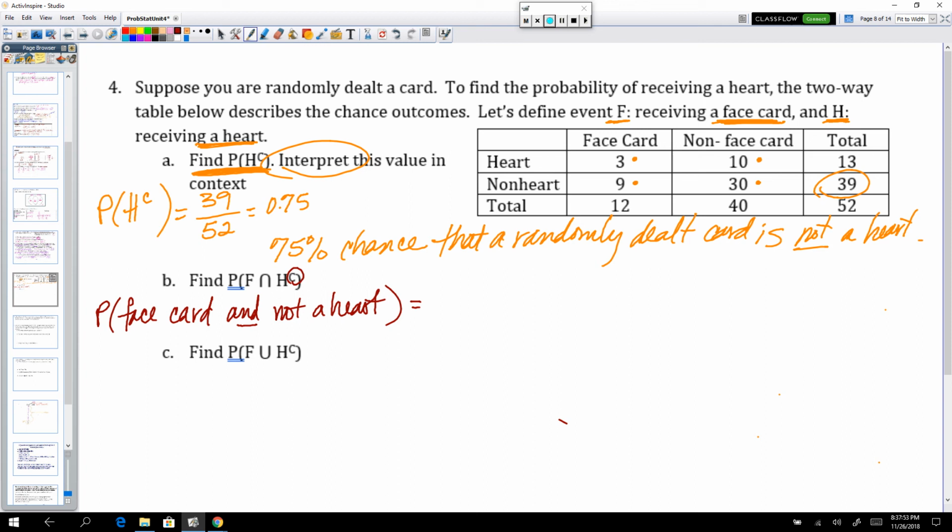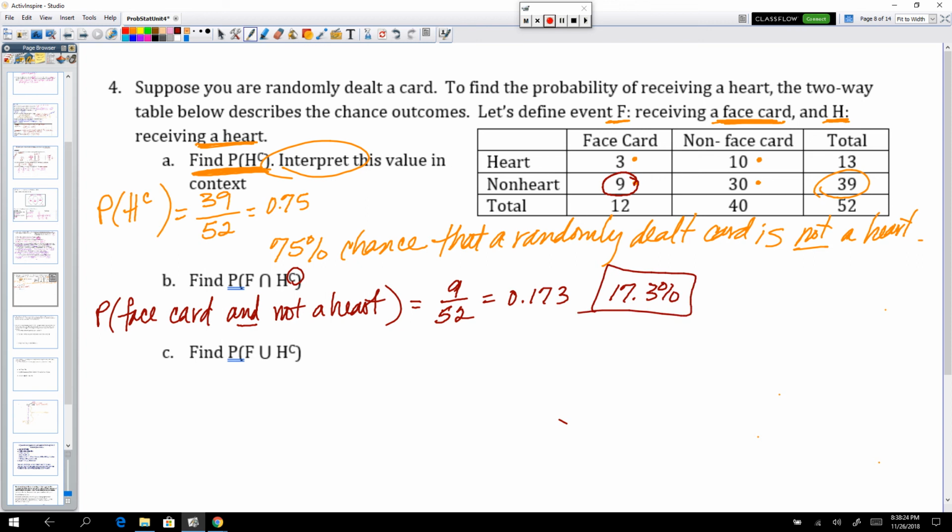How many cards in here are face cards that are not hearts? We've got that on our table, right? Face card, not a heart. That's a 9 out of 52 chance, right? 9 out of 52 chance of being dealt a face card that is not a heart. So I calculated that out to be 17.3% chance. And I wasn't asked to interpret this value, but you definitely could, right?